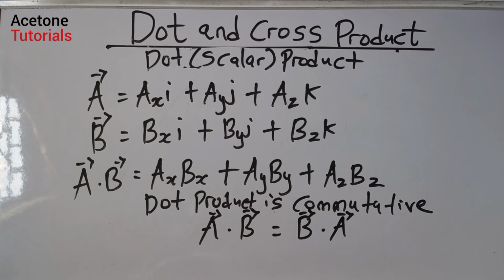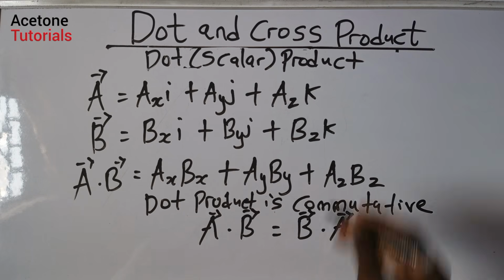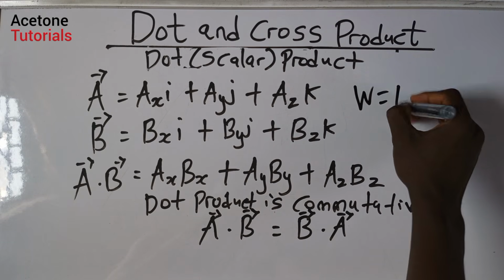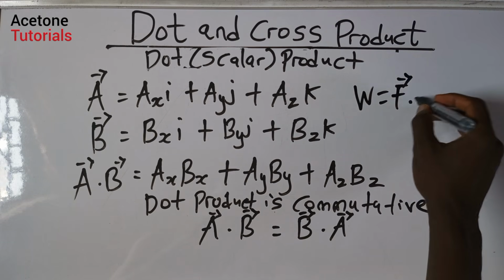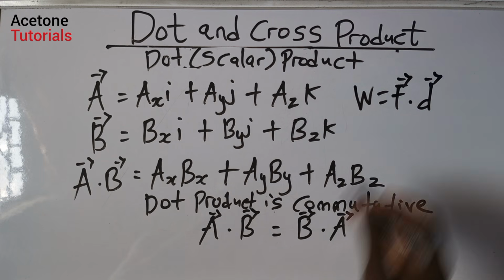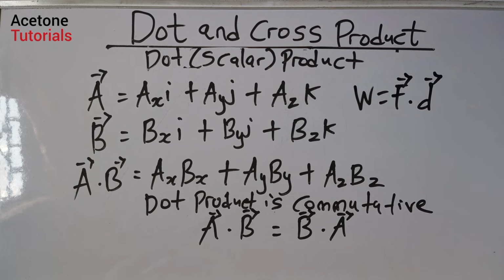Now, the application of dot product. You can use dot product to determine the work done. Work done is force dot displacement. So work is the dot product of the force vector and the displacement vector. Don't forget that work equals FD cos theta, and FD cos theta is the dot product of the force vector and the displacement vector. So it means the work done is equal to F dot D.